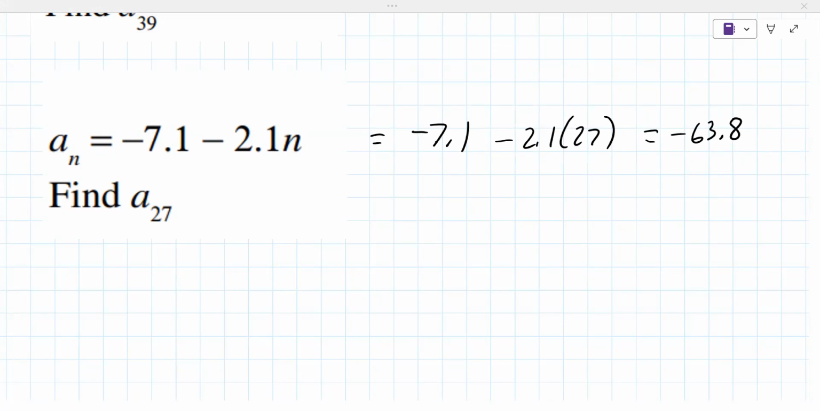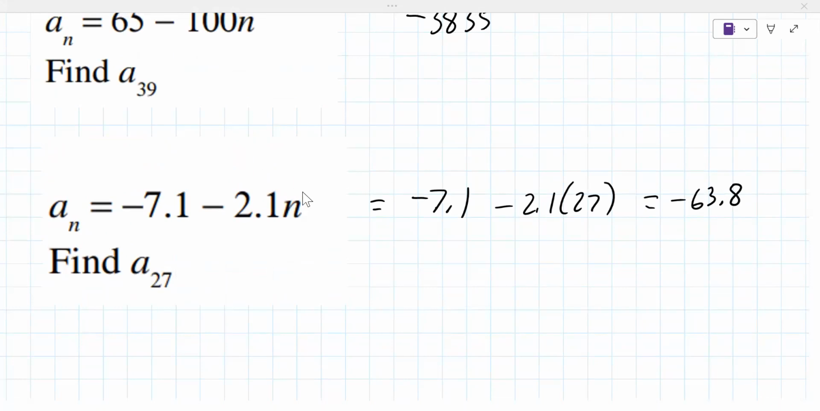What if there are fractions in it? Same thing. You just do the same multiplication and you have a calculator, so you'll probably be able to do it.